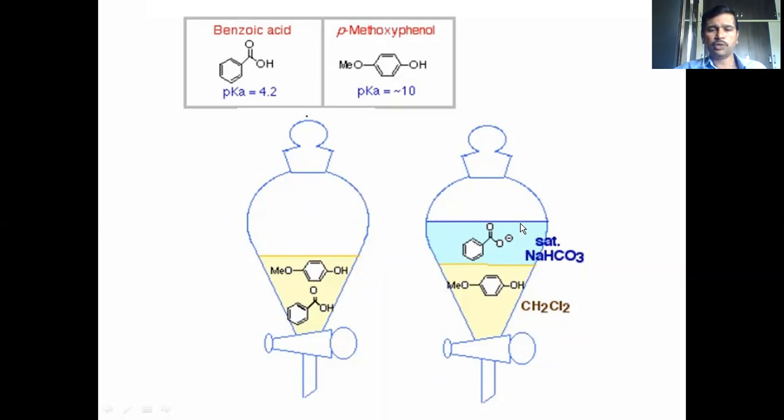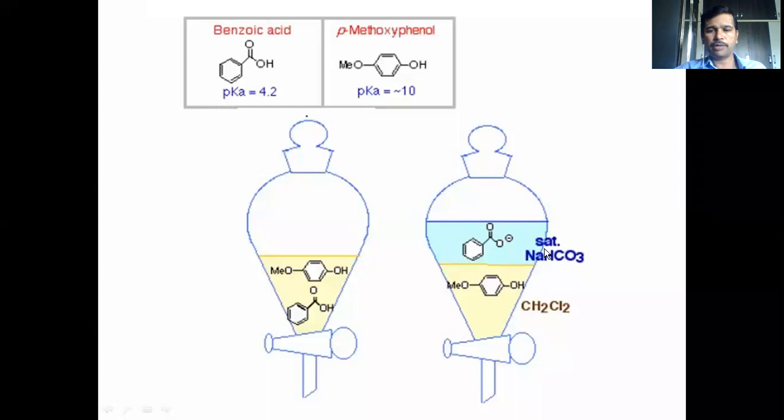You will be using two liquids. One is dichloromethane and the other one is water or saturated sodium bicarbonate solution. Selective transfer of benzoic acid from dichloromethane to the aqueous layer by liquid-liquid extraction is the basis for the separation of these two compounds. Here, the selection of the solvent is very important. Saturated sodium bicarbonate you have used.